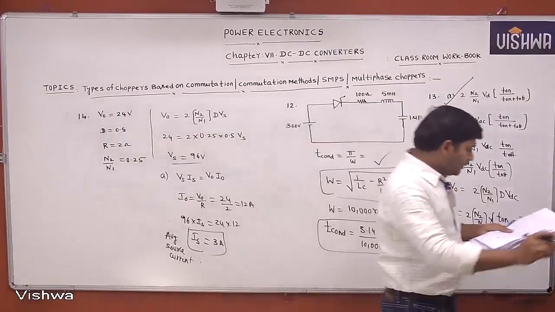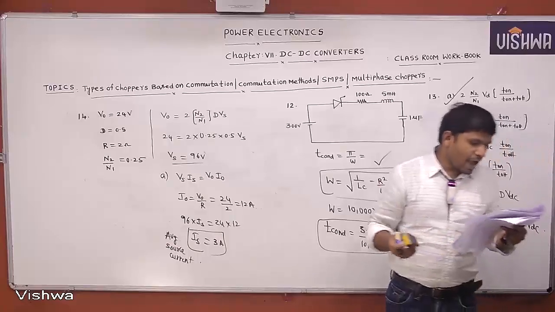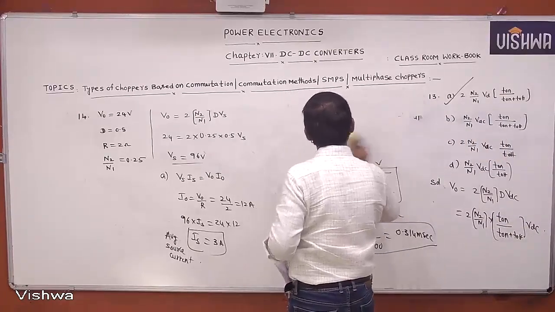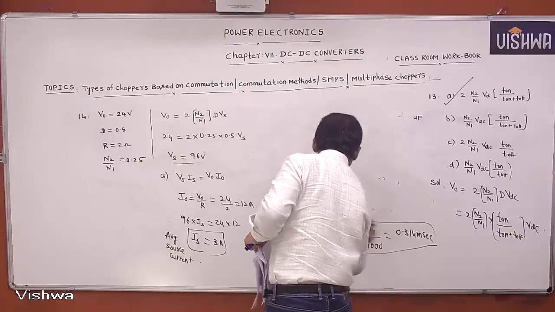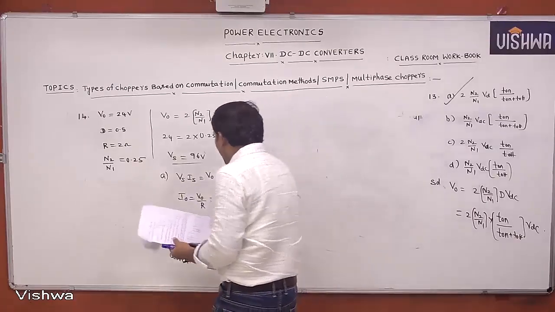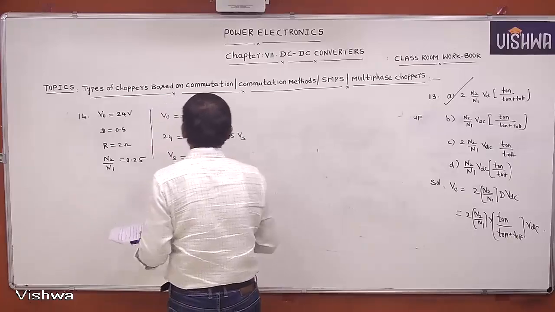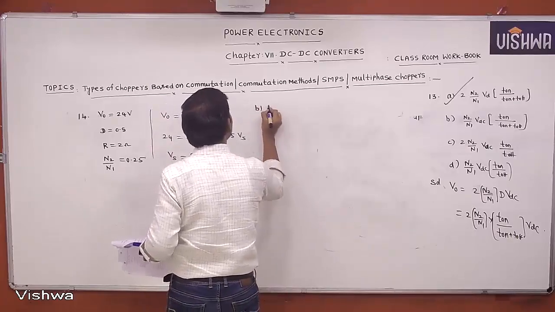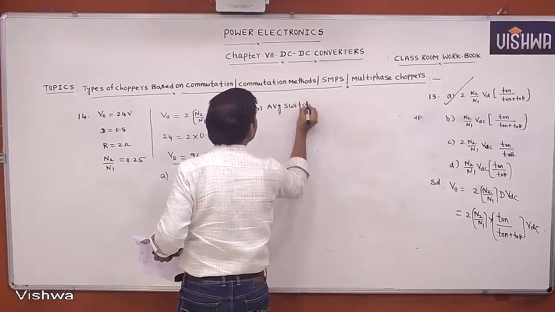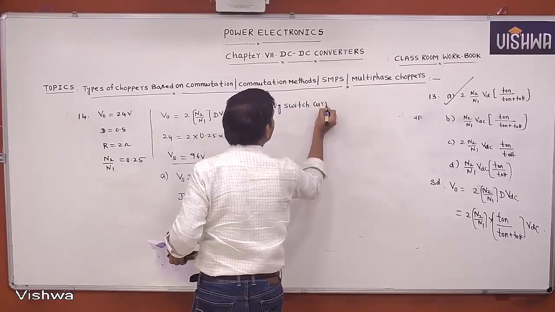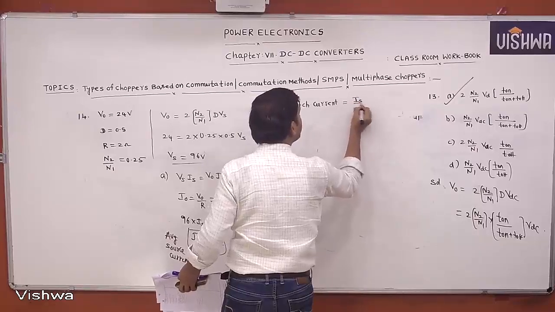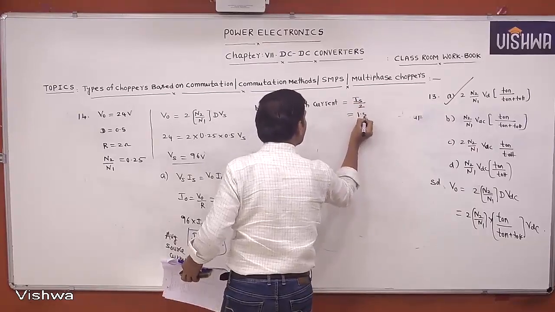Then what is the second one? Average switch current. But the switch will conduct only during on time. It will not conduct during off time. Then half of that only it will conduct. The average switch current equal to Is by 2 we can get. Then how much do we get? 1.5 amperes.